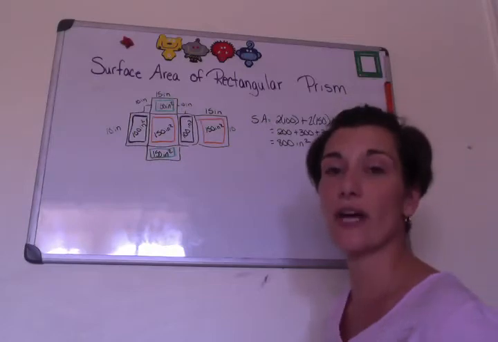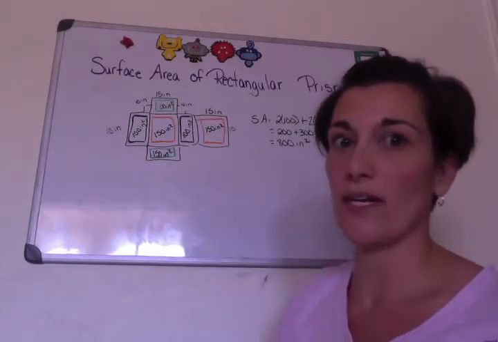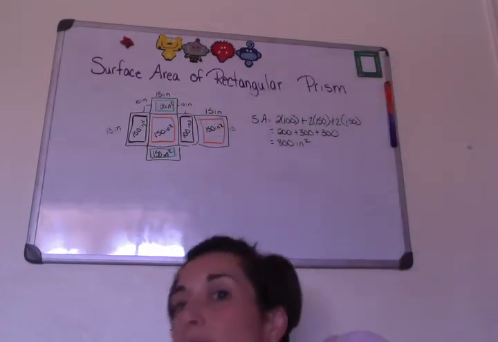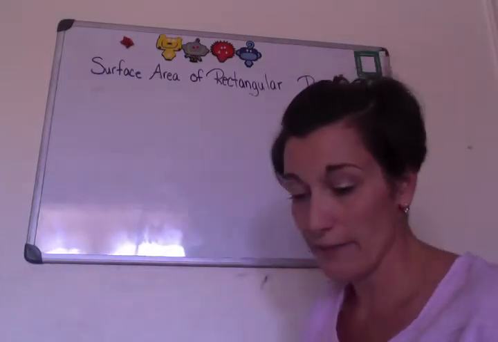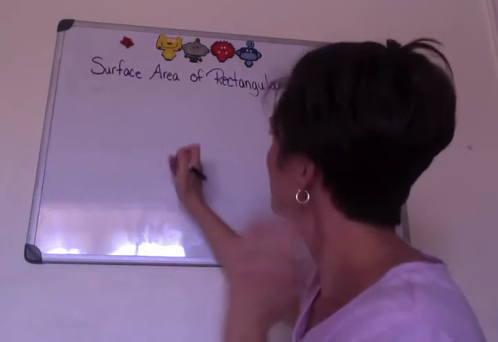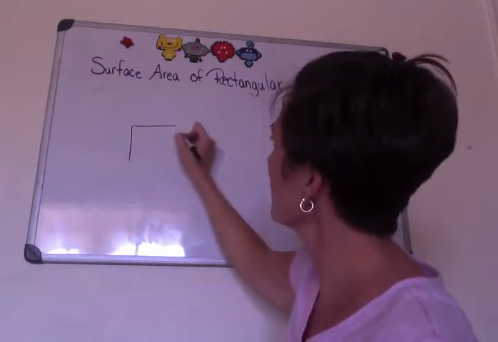Now let's try one where everything's all folded up and we can't really see. So let me erase and get started. Let me draw a rectangular prism again. I'll draw it kind of big for you guys.